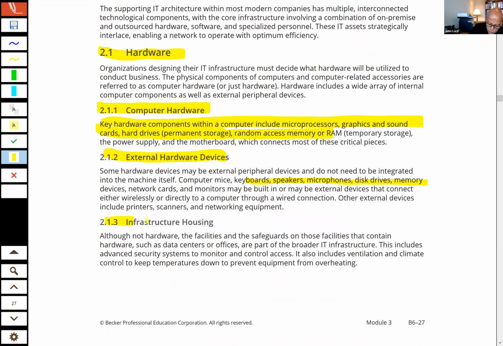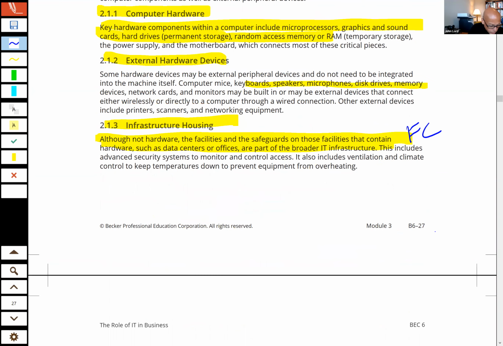Now infrastructure housing, although not hardware, refers to the facilities and the safeguards on those facilities that contain hardware, such as data centers or offices, which are part of the broader IT infrastructure. And so why don't you go ahead and flashcard that, because the term infrastructure housing is not the kind of stuff that leaps to mind. So flashcard that, because that's a little less intuitive than some of these others. I didn't have you flashcard the others because that's probably in your head already.